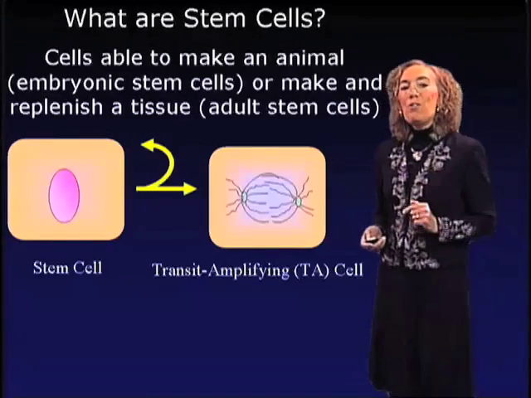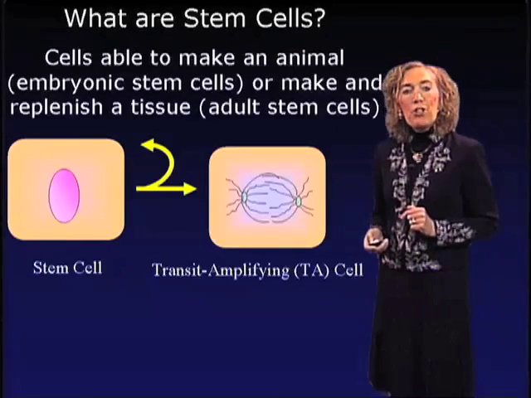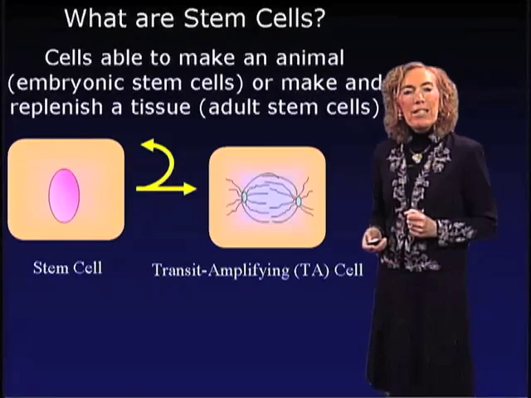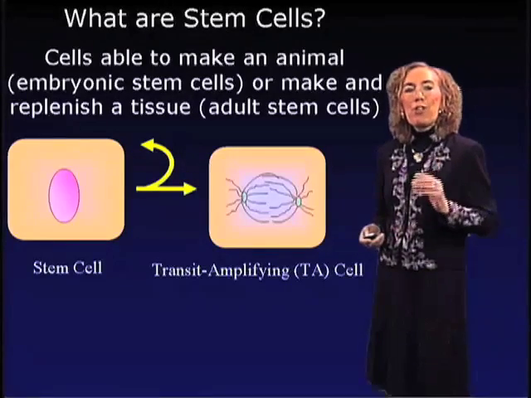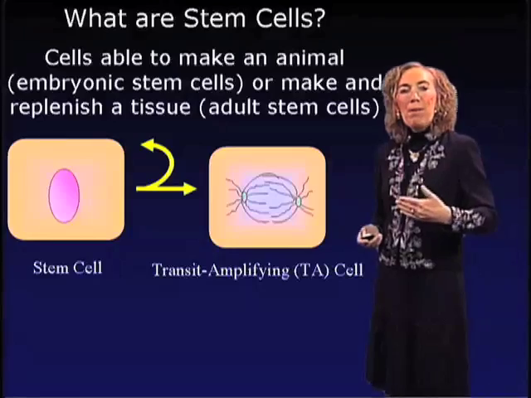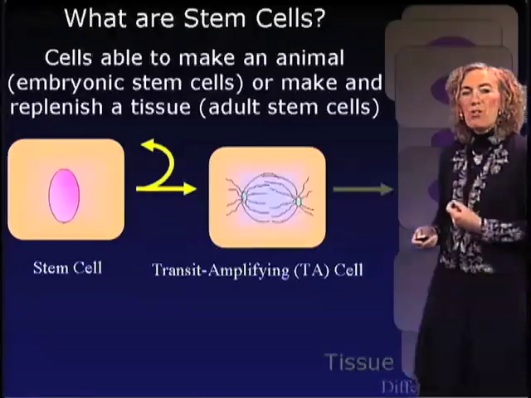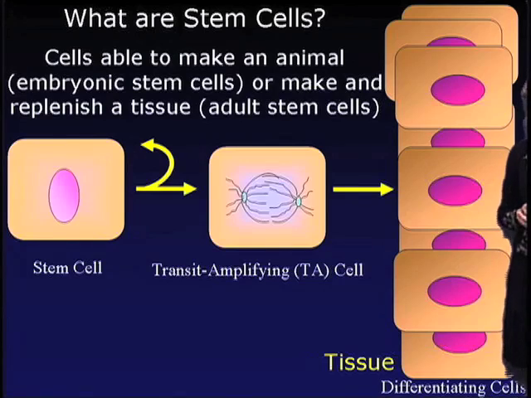But these cells also have the remarkable capacity to be able to divide to generate cells that are very rapidly proliferating that we call transit amplifying cells, or TA cells. These cells are in a transition zone, so they're rapidly proliferating, and at some point along the lineage, these cells then will go on to differentiate to create the tissues of the body.